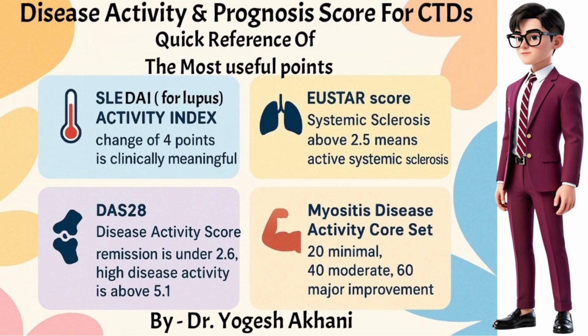For example, if a patient has 10 tender joints, 6 swollen joints, ESR of 40, and a global score of 50, the DAS28 comes out around 5.7. That's high disease activity. Interpretation is simple. Less than 2.6 is remission, up to 3.2 is low, 3.2 to 5.1 is moderate, and above 5.1 is high.